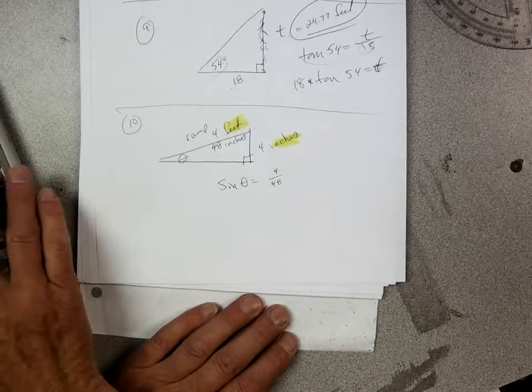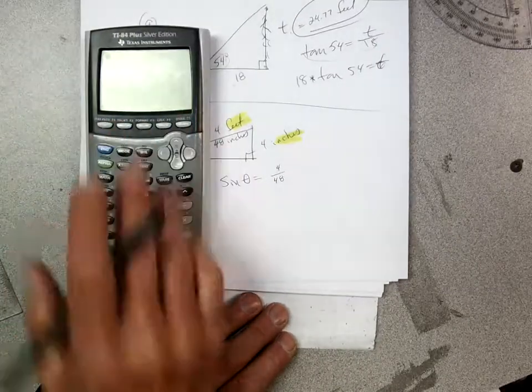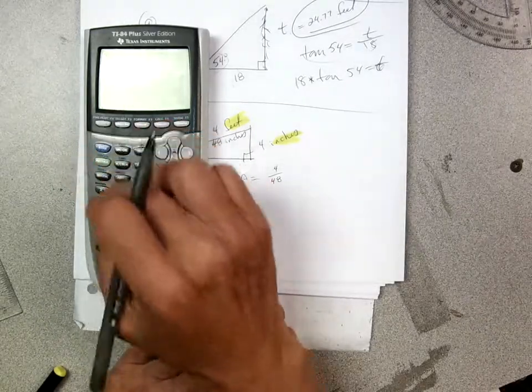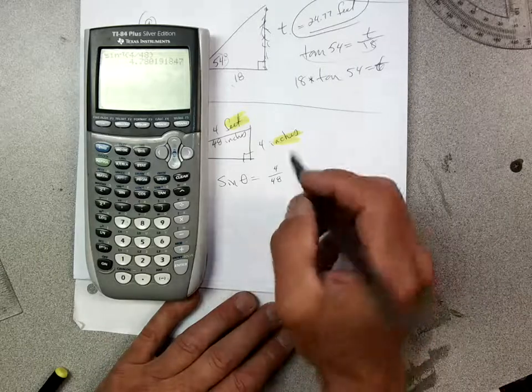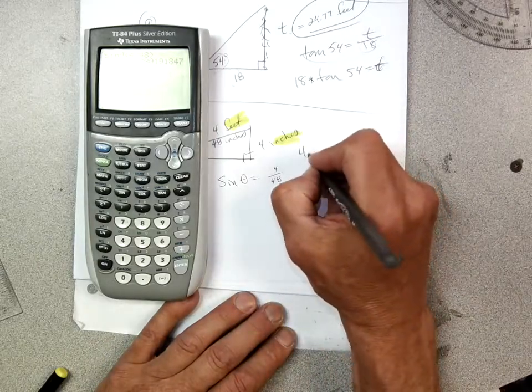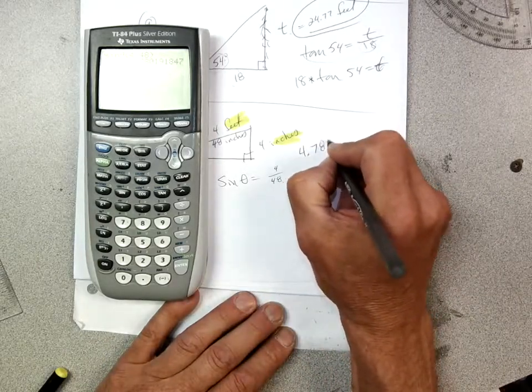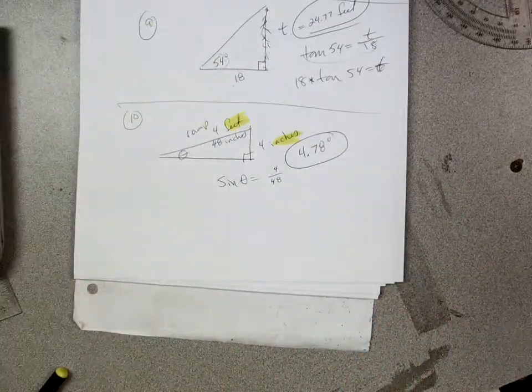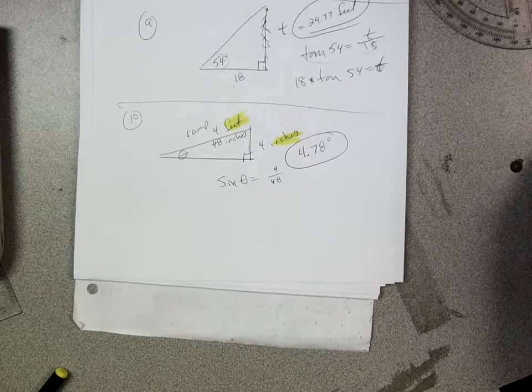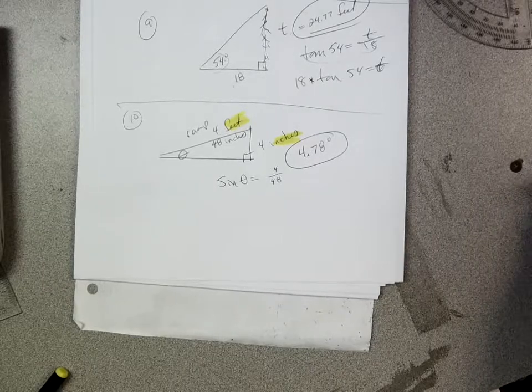What button, Jaden? Inverse. You are so smart. Yes, I'm going to use the inverse button, sine inverse of 4 divided by 48, and I get about 4.78 degrees, right? And it needs to be a small angle. Poor grandma's got to get up that ramp, huh? If you make it too steep, she's not going to be able to get up there, huh?